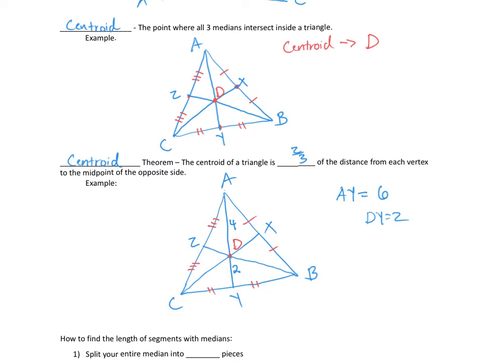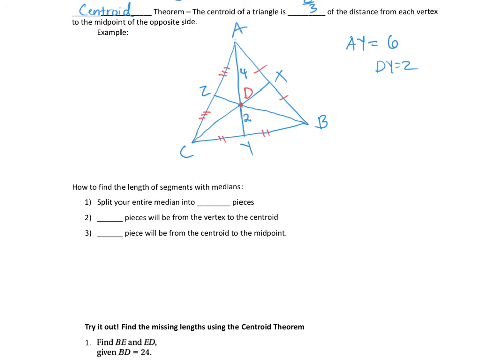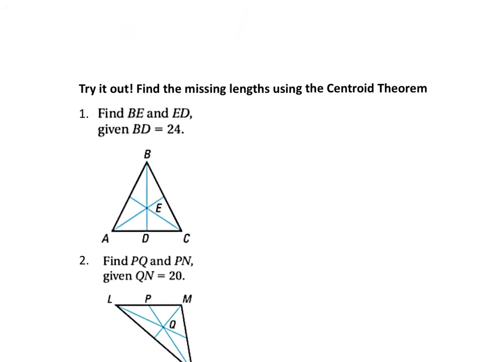I find the easiest way is to break all the segments up into thirds, and then you can figure out the 1/3 is on the bottom, and the part from the vertex to the centroid is 2/3. So we want to split our entire median into 3 pieces, and 2 of the pieces will go from the vertex to the centroid, and 1 piece will go from the centroid to the midpoint. So let's try some of this in our practice.